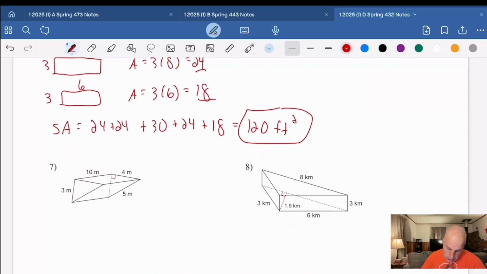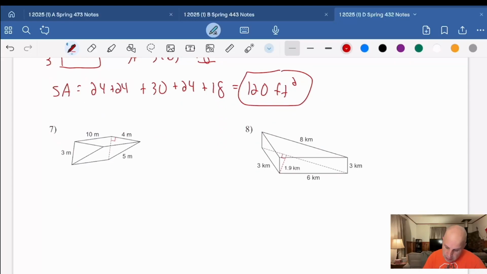Now, on your own, try number 7. Let's do it the same way. Work through it on your own. So press pause, work through it on your own, then unpause it and compare your work to mine. Draw your 2 triangles, draw your 3 rectangles, find the areas of each, and then add them up.